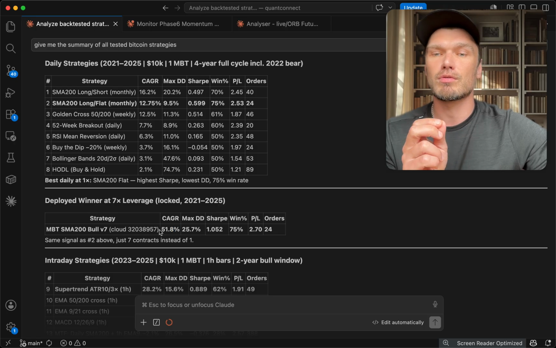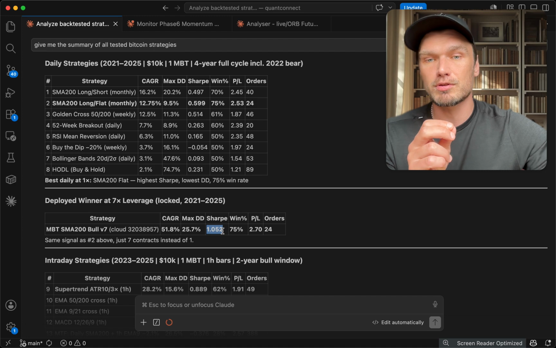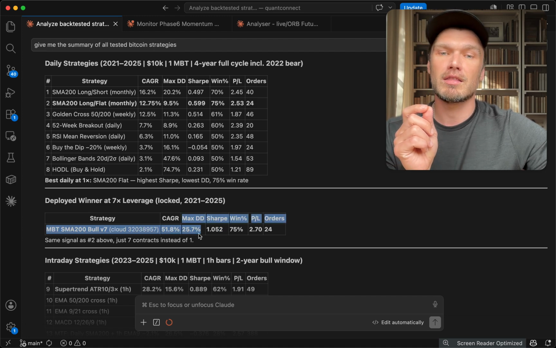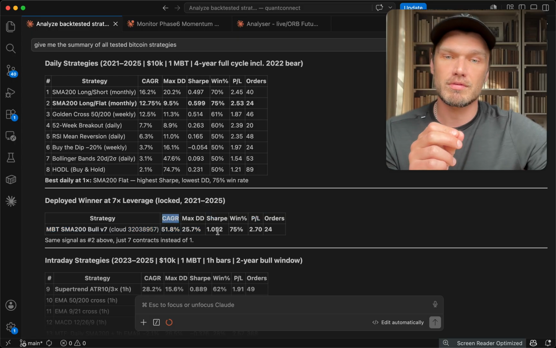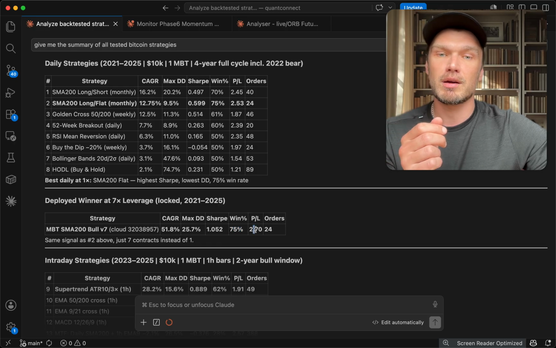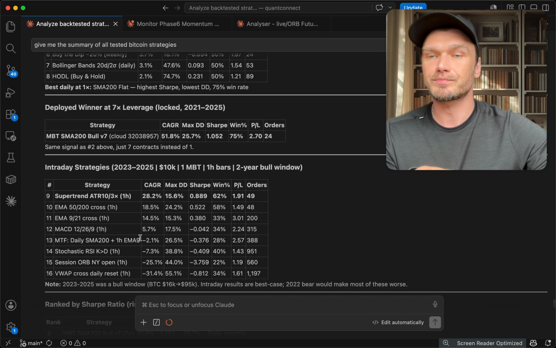Then annual compound growth rate was 51 and max drawdown was 25%. So the drawdown, of course, is going to be higher, the returns are going to be higher, but the Sharpe ratio, it shows the relation between the drawdown and the annual compound growth rate. It is actually good because it is sufficient to risk this amount of capital to have this amount of returns, it proves. Win rate is going to be exactly the same, and P&L is going to be slightly higher. The amount of orders is exactly the same because the period is the same, everything is the same.